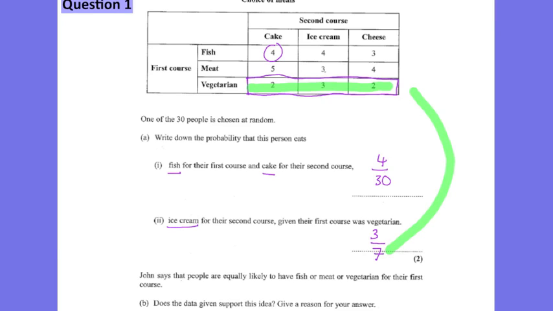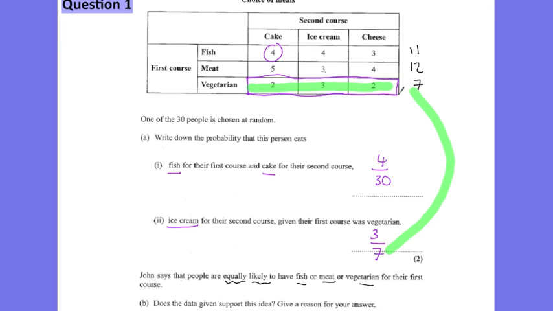We're then told that John says that people are equally likely to have fish, meat, or vegetarian for their first course. Does the data given support this idea? Well, let's take a look at the totals. How many people had fish? 4 plus 4 plus 3. That's 11. Meat, 12. Vegetarian, 7.